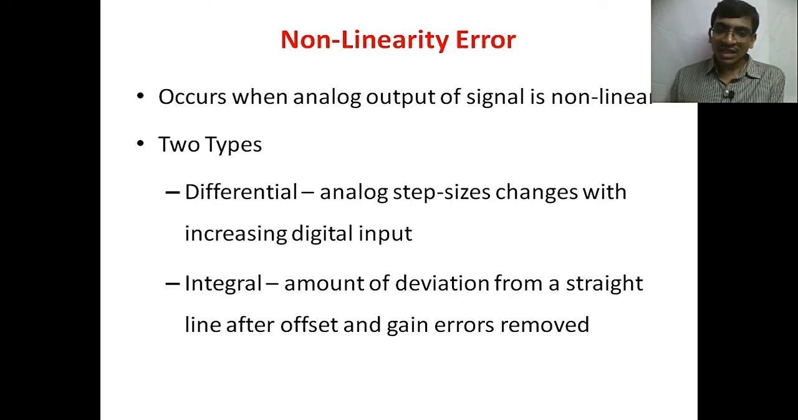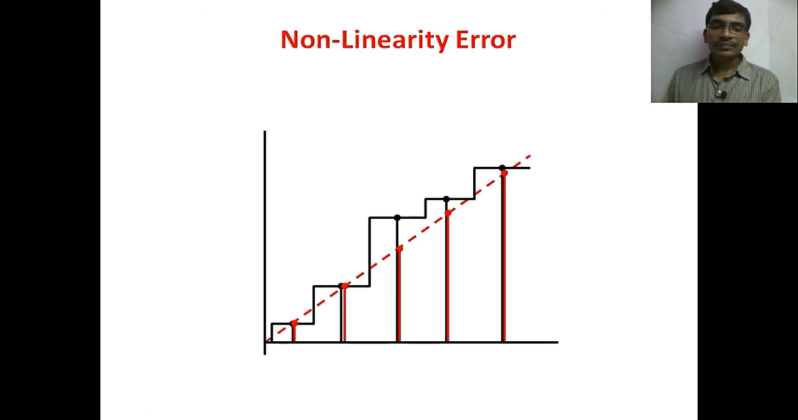Then that is called a non-linearity error. It occurs when the output of the signal is non-linear. So this is divided into differential and integral. One is the analog step size changes with the increase in the digital input, and for the integral, the amount of deviation from the straight line after the offset and the gain errors are removed. See this one. So one is a differential and the red one is an integral.